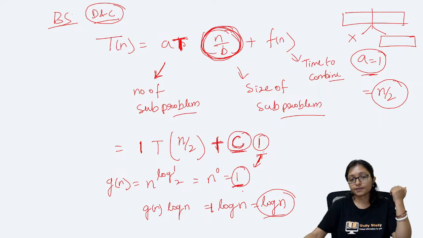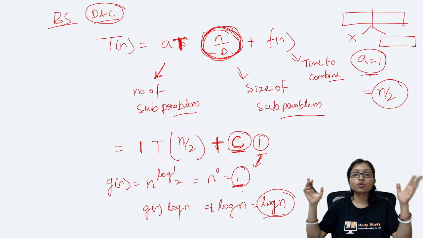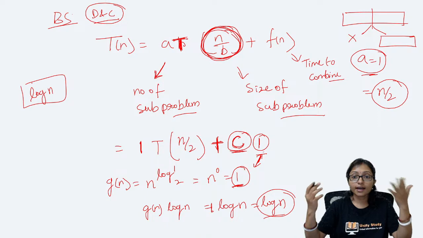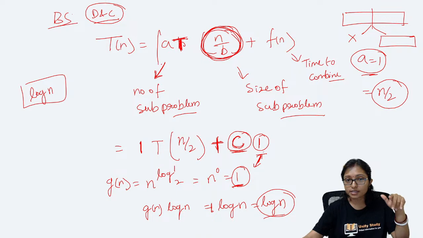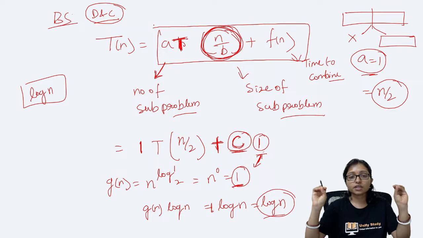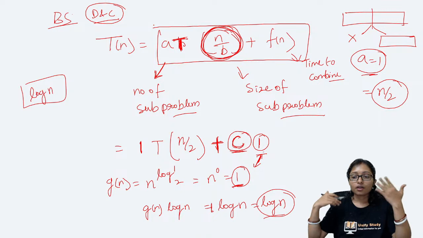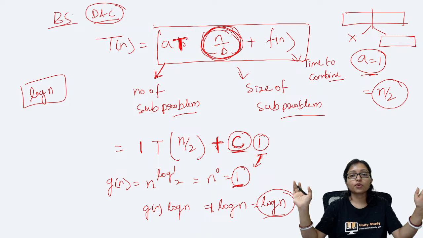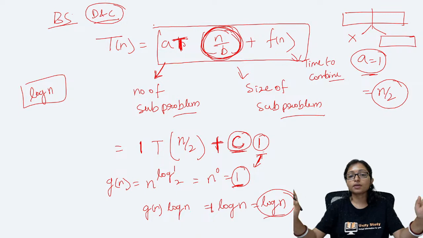Till now most of you memorized that binary search is log n, but it was not clear why it was log n. How is log n coming? Because of this. Algorithm, most of the students are learning by memorizing it, but memorizing is not a good way. Don't go for memorization. Try to understand it. Understanding is very, very important. In this way it is log n.